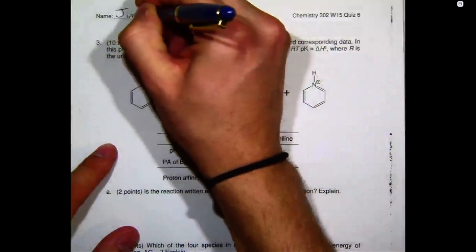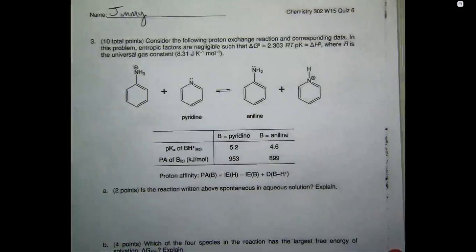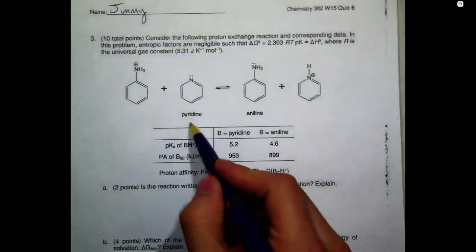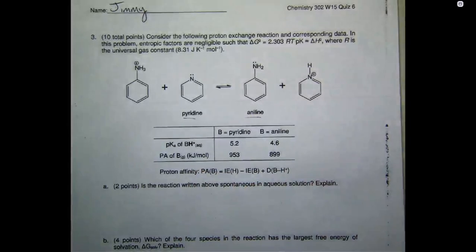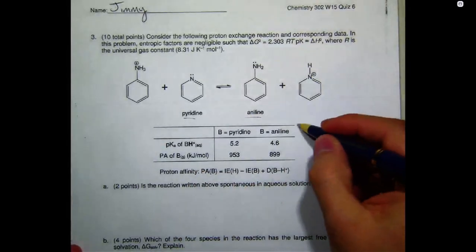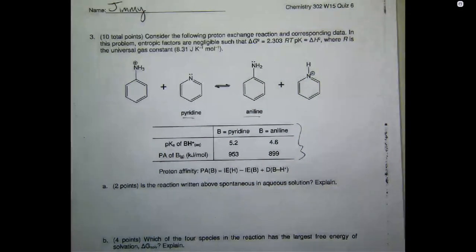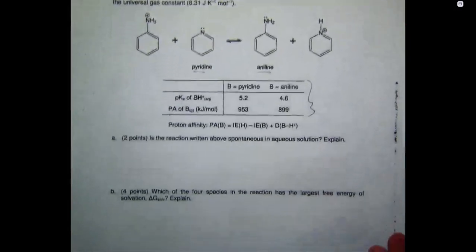Today we're just going to go through the solution video for our 6th quiz in the course, which dealt with some acid-base thermodynamics questions. So we're going to study today the reaction between pyridine and aniline in aqueous solution, and we're given some of the thermodynamic data. We're given the pKa's and the proton affinities, and asked to answer a couple of questions. So let's jump right into this.